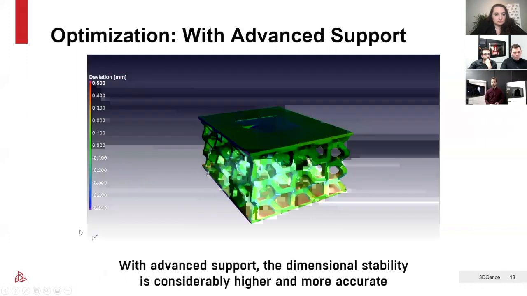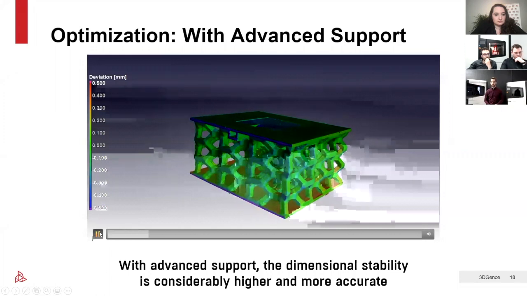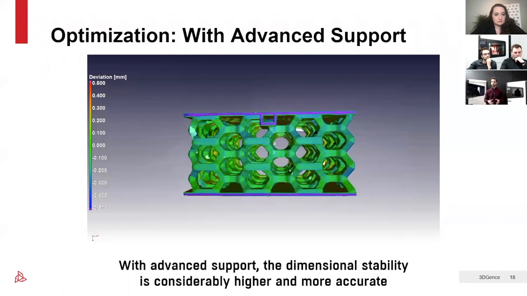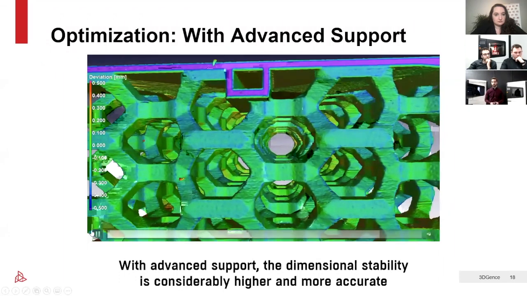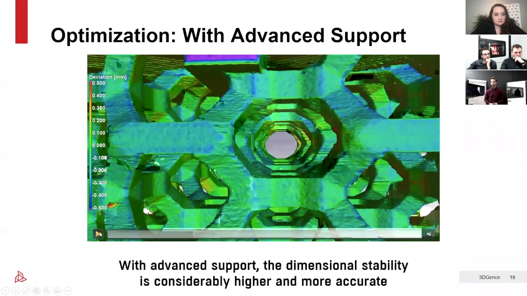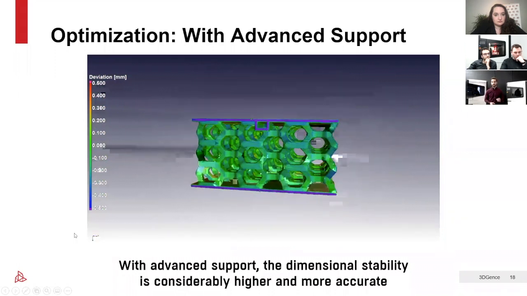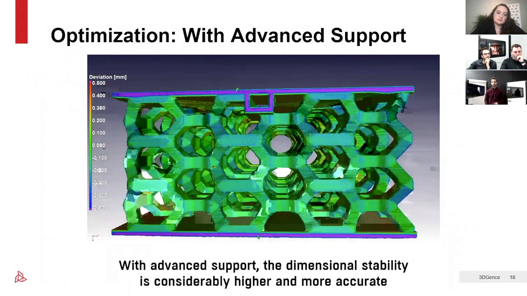On the next slide, we have the lattice structure printed with the advanced support solutions, which was removed in 1.5 hours. After that, we made one more CT scan. The majority of the model is green, which indicates 0.1 millimeters deviation from the desired dimension. And when we go through the lattice structure, you can see that there is no distortion under the support surface.